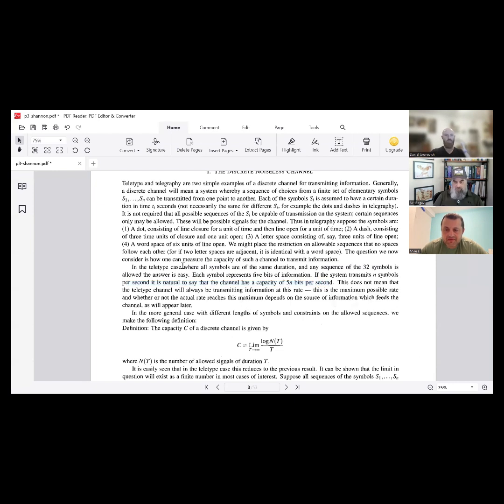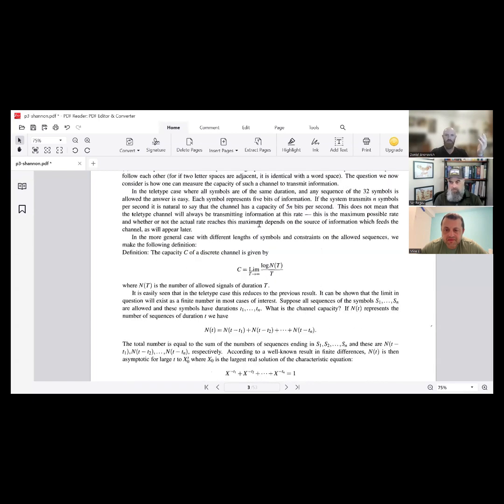It does not mean that the teletype channel will always be transmitting information at this rate. This is the maximum possible rate, and whether or not the actual rate reaches this maximum depends on the source information which feeds the channel, as we'll see later. And now it comes to a definition.